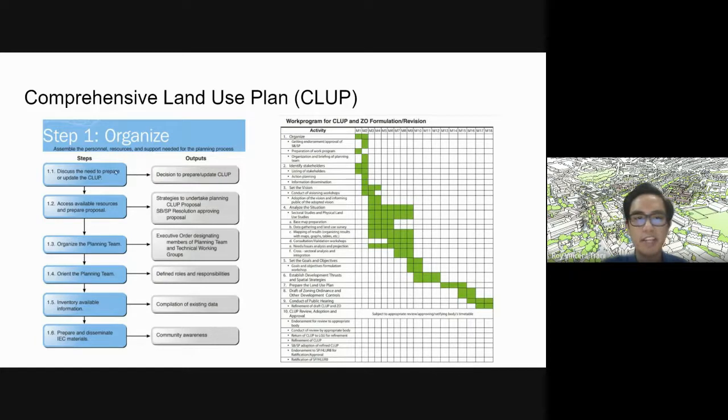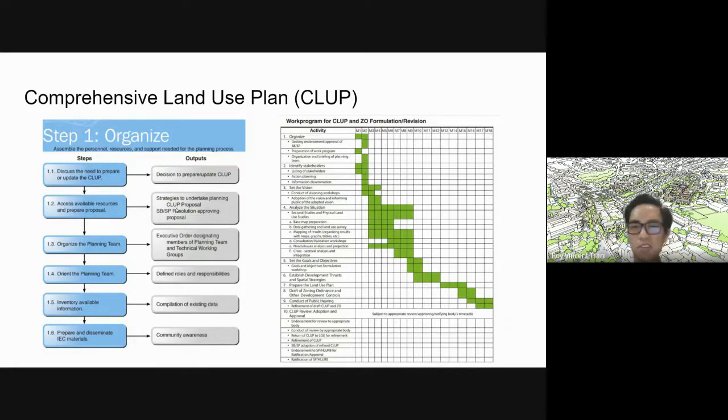And then over here are the steps in creating a comprehensive land use plan. Number one is identify the need. Number two is access available resources and prepare the proposal. So this is basically strategies to undertake planning, CLUP proposal, SB and SP resolution approving proposal. I think we use too many acronyms, but based on my experience in Sydney, they also use their own acronyms. But because I had to learn their acronyms in the first place, I never really learned the acronyms in Cebu anyway. So this is something that I need to improve on.